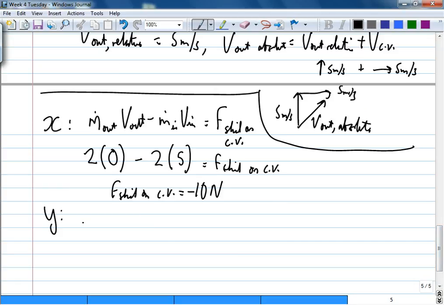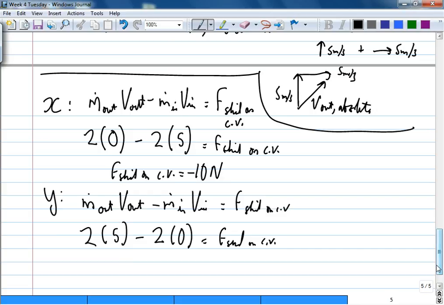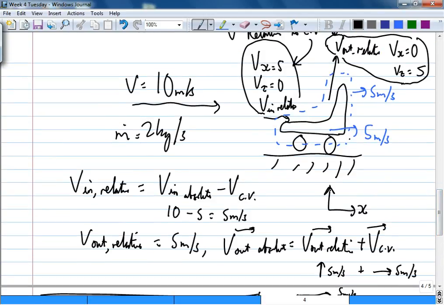Now z momentum: m dot out v out minus m dot in v in equals F skid on CV. M dot out is 2, velocity out is 5, m dot in is 2, velocity in is 0, equal to F skid on CV. So the answer again is F skid on CV equals 10 newtons. Sorry, this should be Z. Same coordinates up here: here will be X, here will be Z.